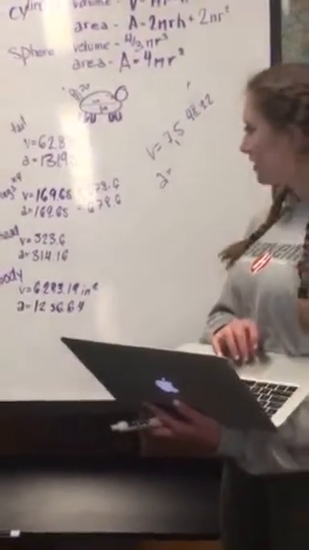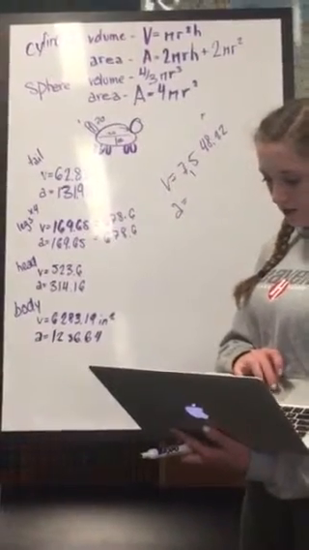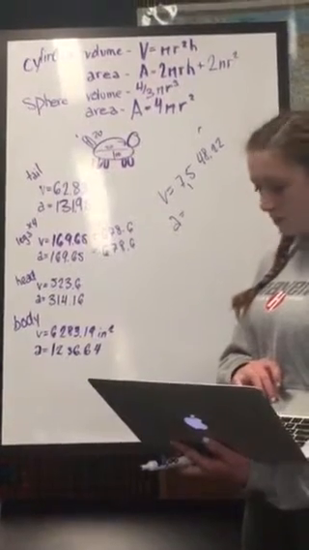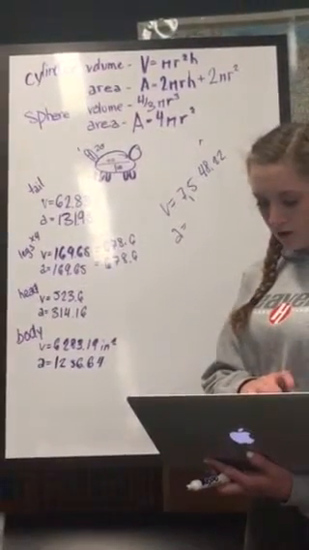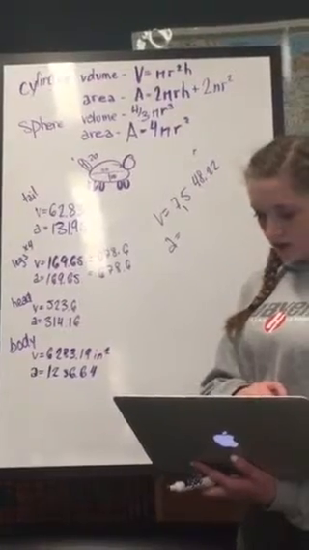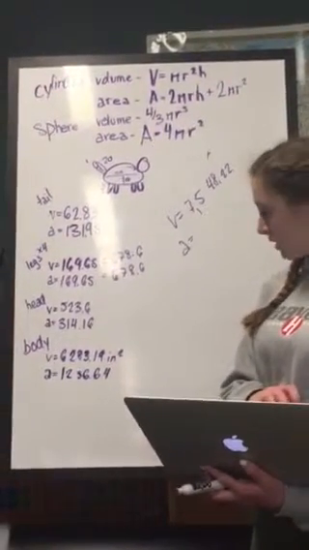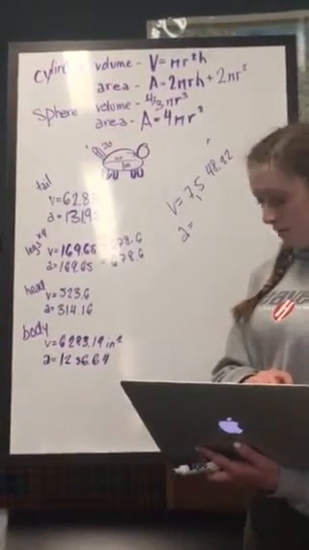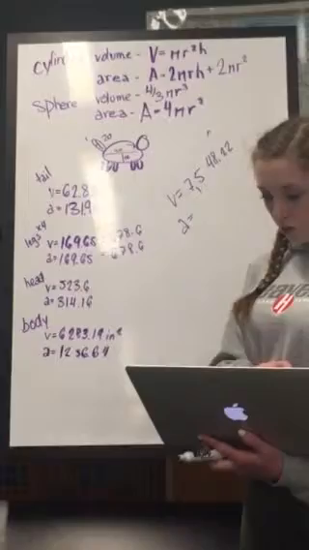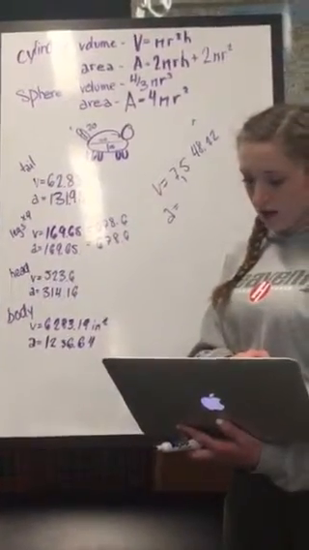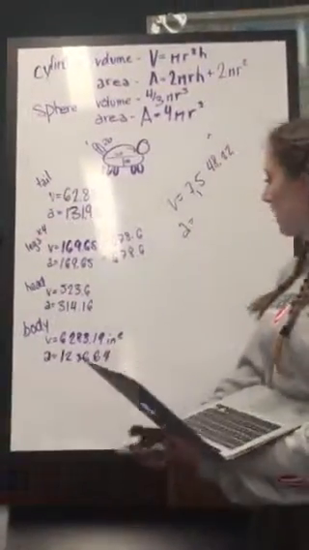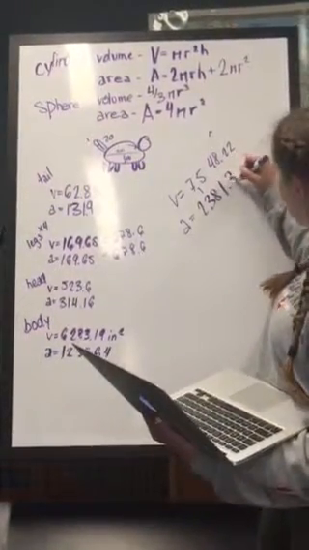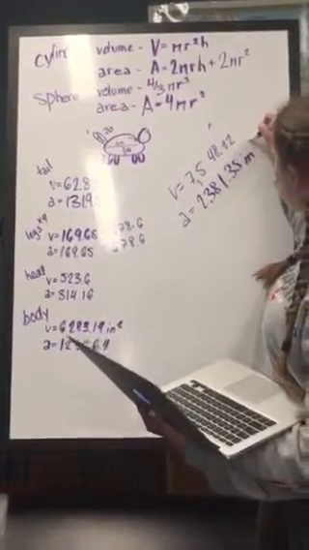131.95 plus 678.6 plus 314.16. Last one. Hold with me. 1256.64. And the area for the cat is 2381.35 inches squared. And this is also inches squared.